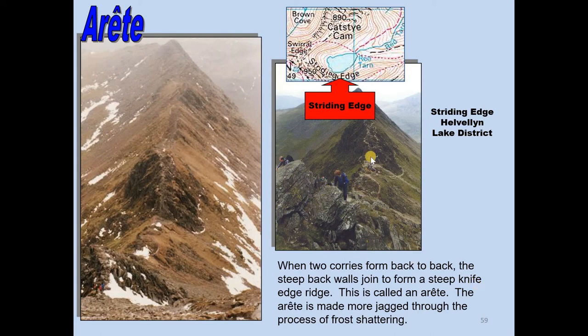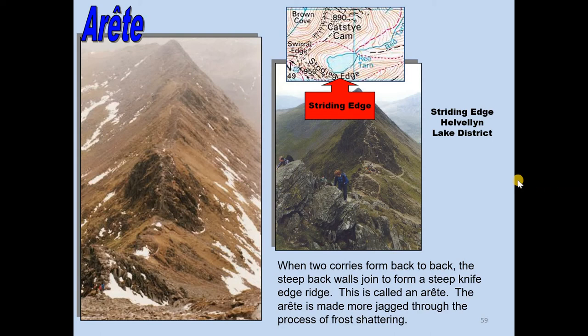You can see here people walking along this sharp ridge. It can be very, very dangerous to do so in the winter, and many people have actually been injured. Some people have actually died having fallen from Striding Edge. So really quite a precarious sort of ridge, this very sharp, jagged ridge here. So that is an arete, simply two corries back to back, side to side, creating this steep ridge between the two of them.